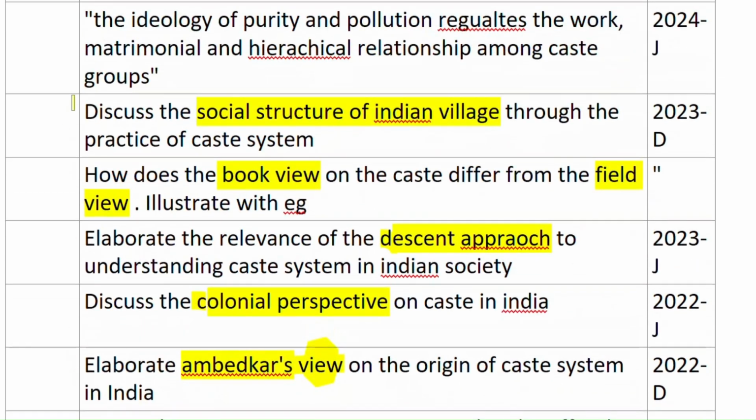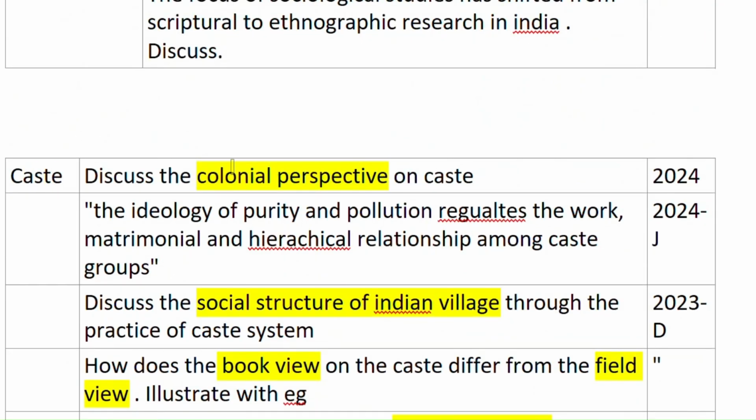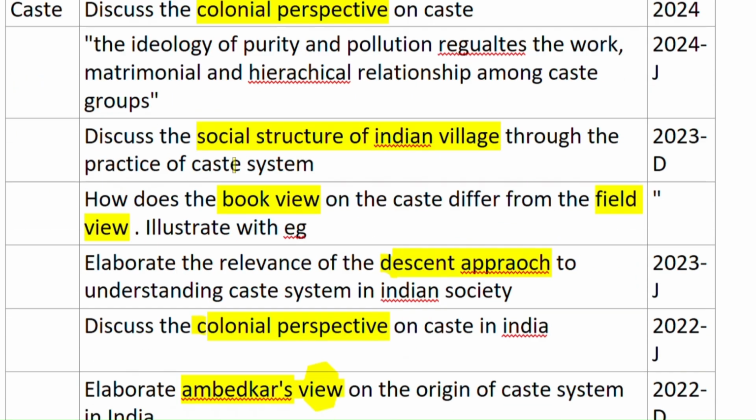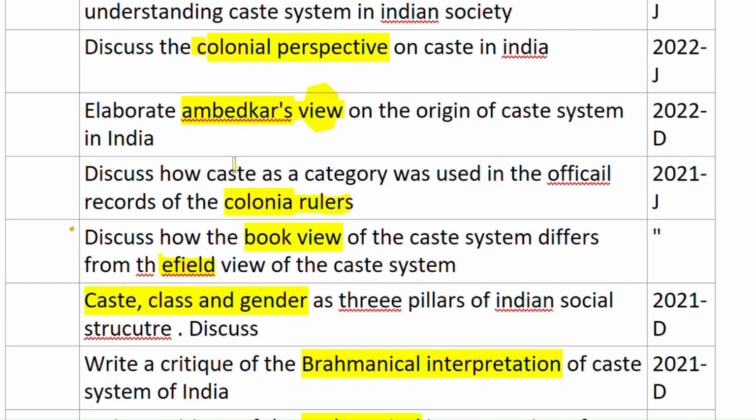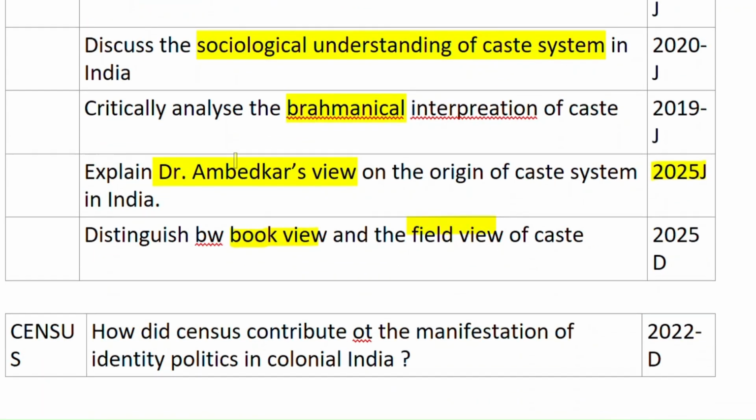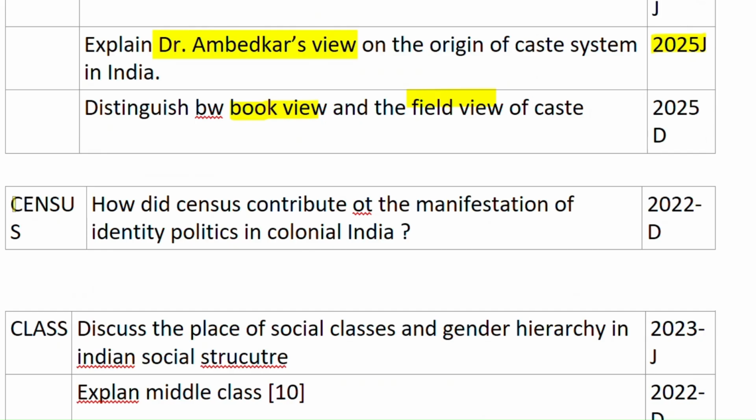For caste, you should learn the colonial perspective, the book view, the field view, and Ambedkar's views, as well as the Brahmanical perspective. So at least four perspectives on caste you should know as an MA Sociology student. Then about the census, it was asked only once, if I'm sure, but we know a socio-economic caste census is going on this year, so it is more likely that this question would come.